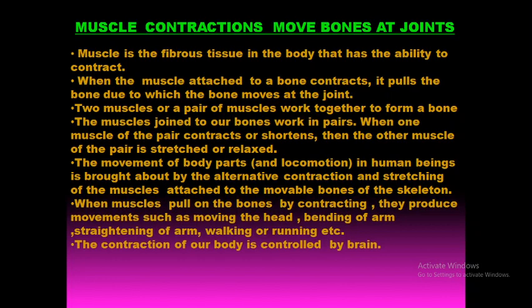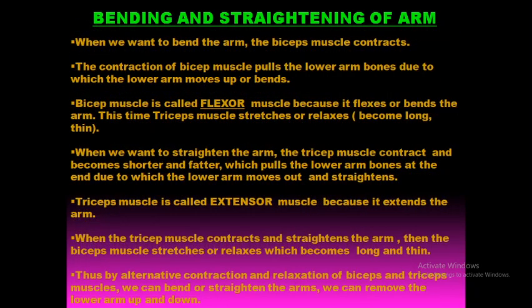So as an example of how our body parts move by the action of the muscles joined to the bones, I will describe the bending and straightening of the arm. So, we are going to the part of bending and straightening of the arm.